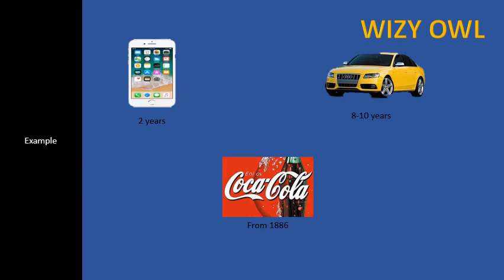Now let's see some examples of products and their life cycle. For example, a mobile generally has a life cycle of 2 years. A car has a life cycle of 8 to 10 years. And some products like Coca-Cola, which was introduced in 1886 and is still doing fairly well in the market, have an infinite life cycle. It will see a decrease, but not right now.